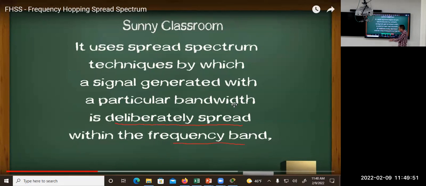So think about when you have a frequency band, from the low point to the high point here. Think about you have 900 megahertz, and this one 800 and this one 900 megahertz here. So in the case of frequency hopping, you deliberately spread within the frequency band. You want to transmit along the wave band, not only at one specific frequency.